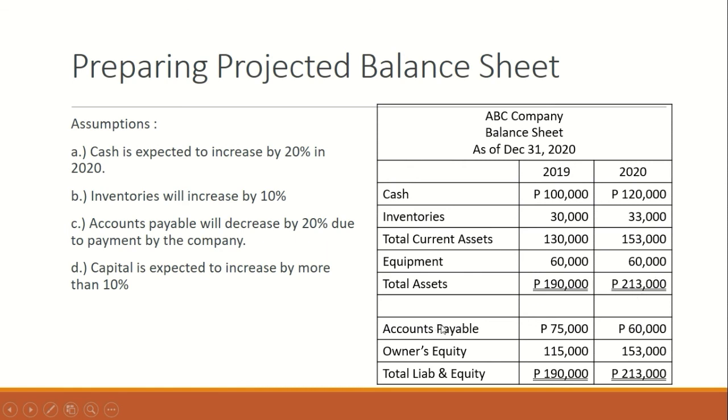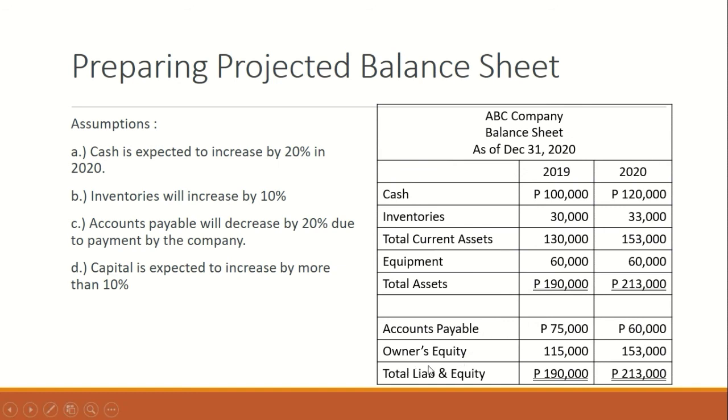Next, for the accounts payable, sa assumption natin, nilagay doon na nag-decrease ng 20%. So, ibig sabihin, lumiit yung liabilities natin. So, 75,000 times 20% is equivalent to 15,000. So, 75,000 minus 15,000 is equivalent to 60,000 pesos. So, it means meron tayong 60,000 na accounts payable since nag-decrease siya ng 20%.